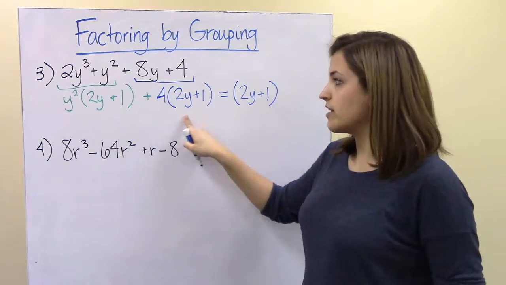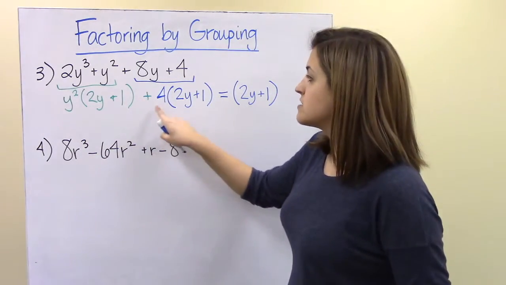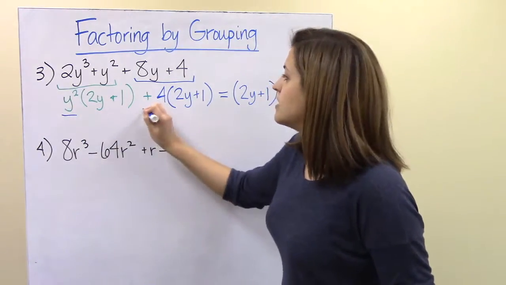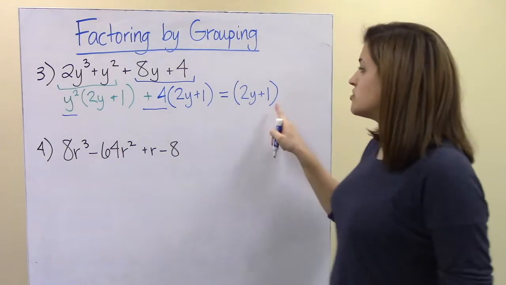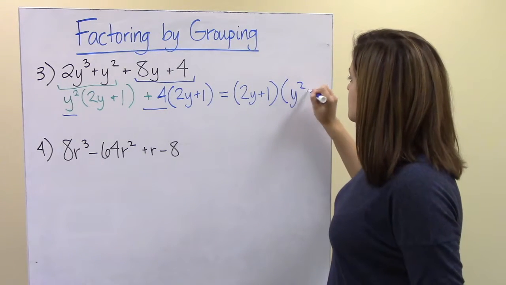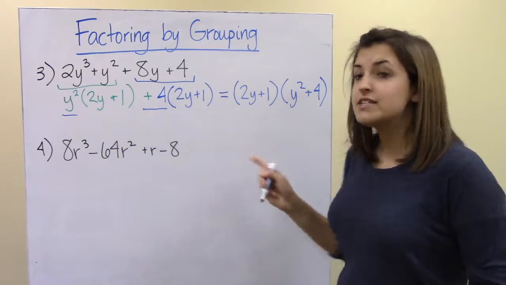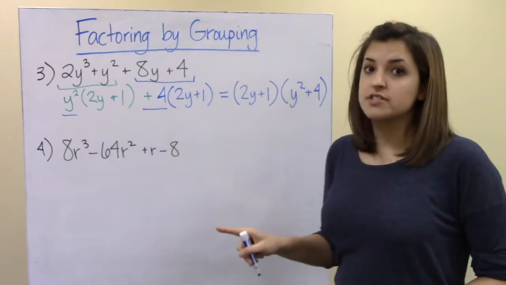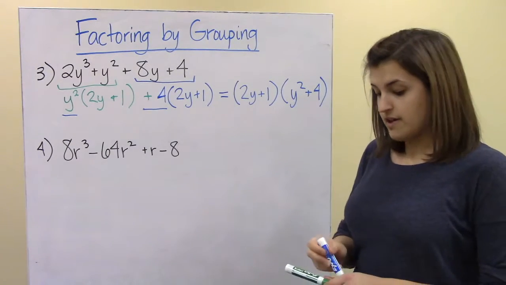That's what they both share. And I'll also pull out the y squared plus 4. So this, y squared plus 4, is anything that's not in parentheses. So I'll have 2y plus 1 times y squared plus 4. And now we should take a minute to make sure that this works by FOILing out our factored form. I will leave you to do that.